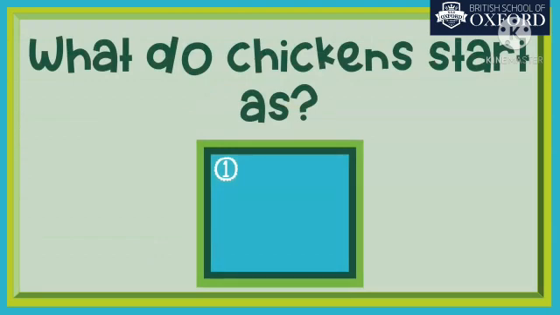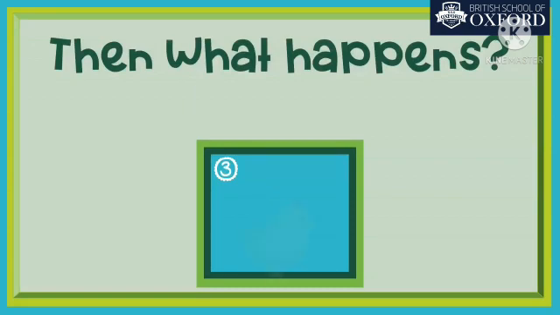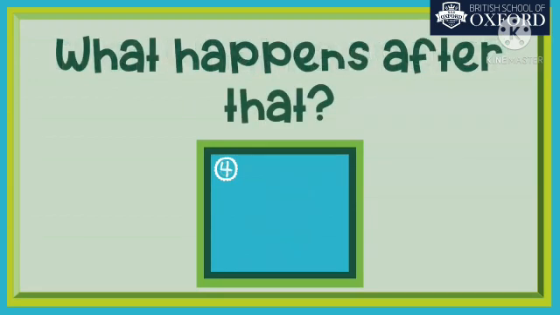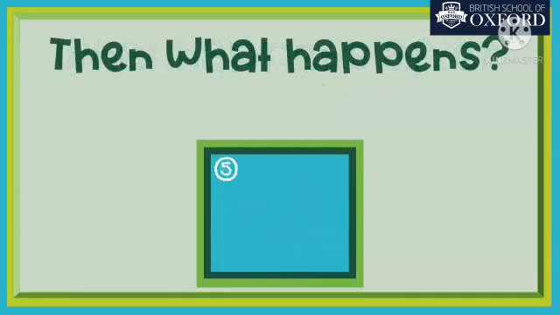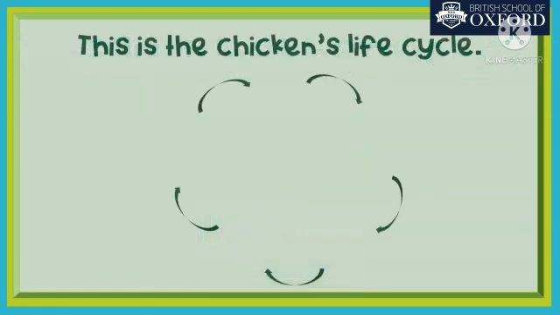What do chickens start as? An egg. What happens next? A chick hatches. Then what happens? The chick grows. What happens after that? The chick gets bigger and bigger. Then what happens? It turns into an adult chicken. Finally, what happens? The adult lays an egg so the cycle can repeat. This is the chicken's life cycle.